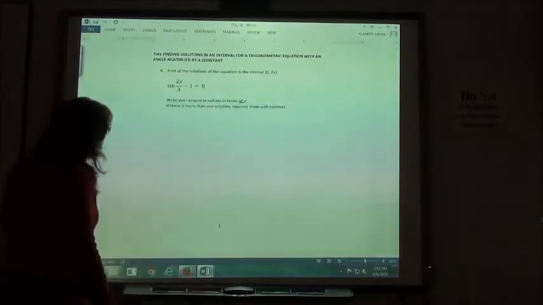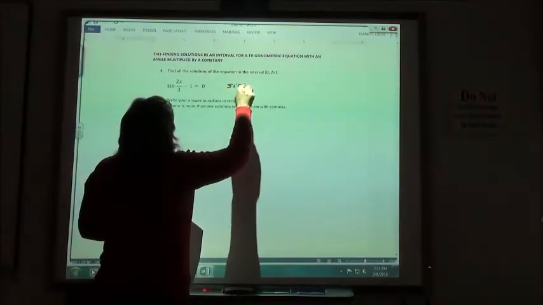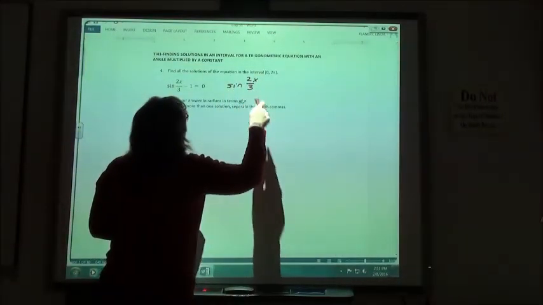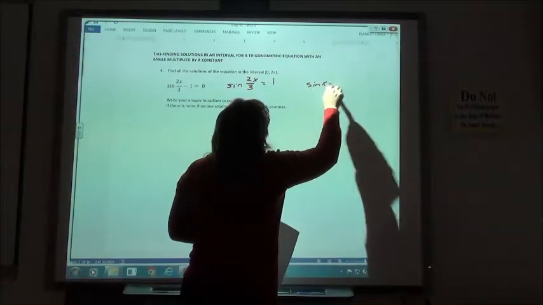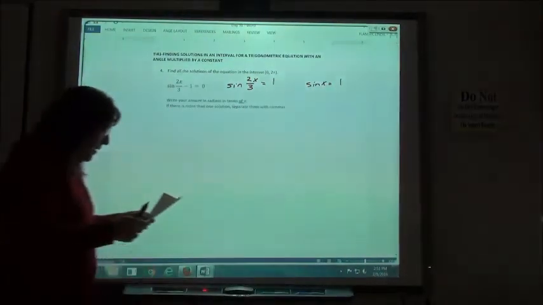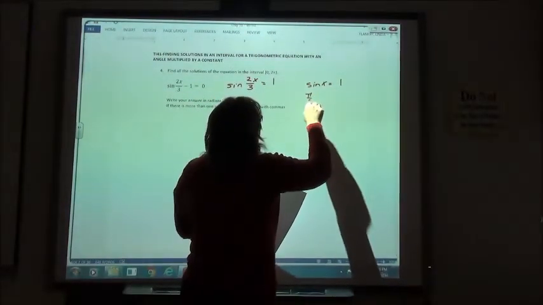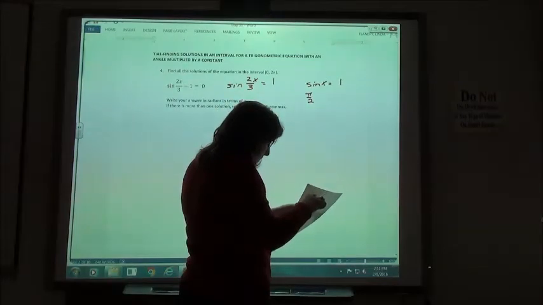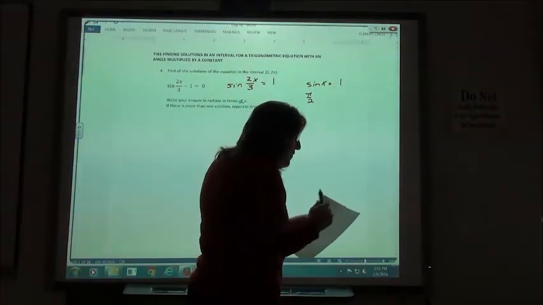And so if I go back here to number 4, I'm going to start my solving by saying that the sine of 2x over 3 is equal to 1. So I'm going to look for where the sine of x equals 1. Looking at my paper, I have pi over 2, and that looks like the only thing I have is pi over 2.